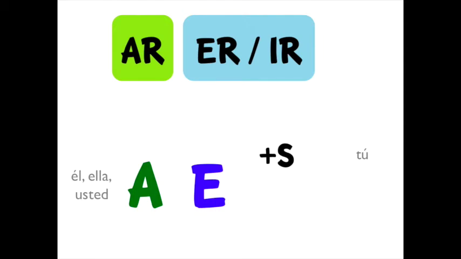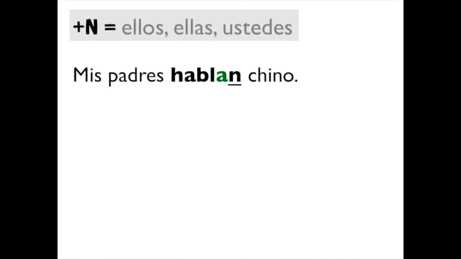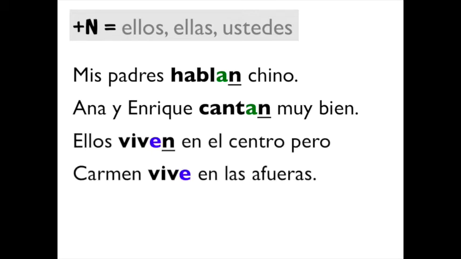A different hook, the letter n, gives us the ending for ellos, ellas, and ustedes, the they forms of the verb, and the plural you, which is used throughout Latin America. This gives us sentences like, mis padres hablan chino. My parents speak Chinese. Ana y Enrique cantan muy bien. Ana and Enrique sing really well. Ellos viven en el centro, pero Carmen vive en las afueras. They live in the center, but Carmen lives in the suburbs.